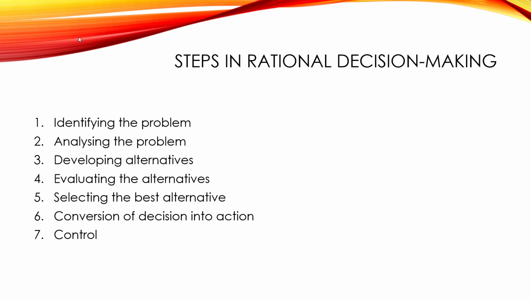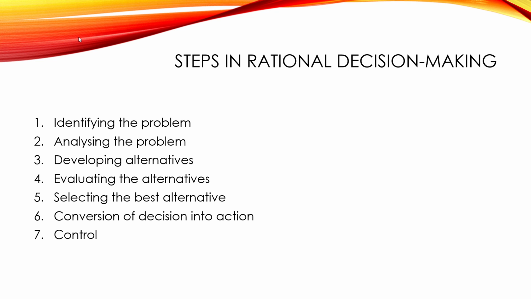Now we can study the steps in rational decision making. It's a very important essay question. You have to write this in detail. And first of all, you have to know what is rational decision making. Rational decision making is a process in which decision makers go through a set of steps and processes and choose the best solution to a problem. These decisions are based on data analysis and logic, eliminating intuition and subjectivity.